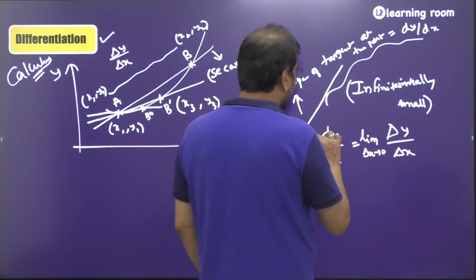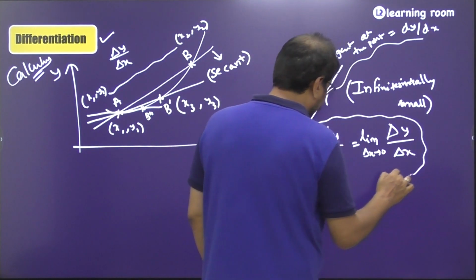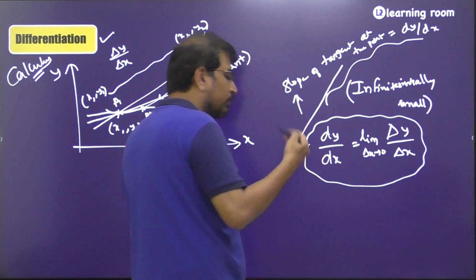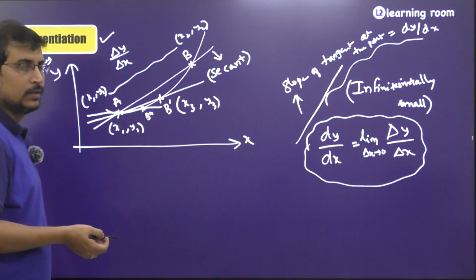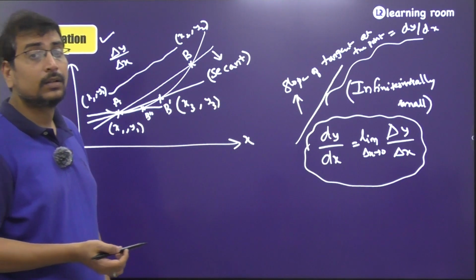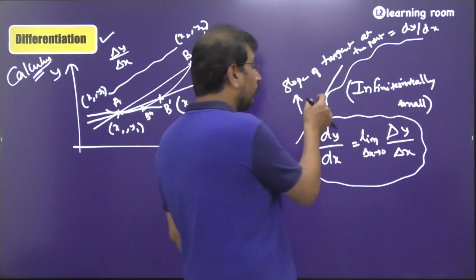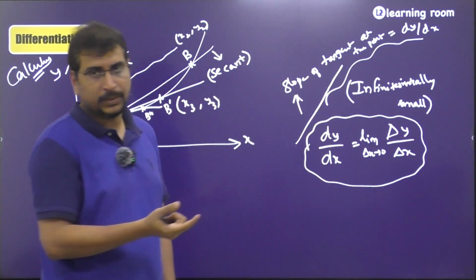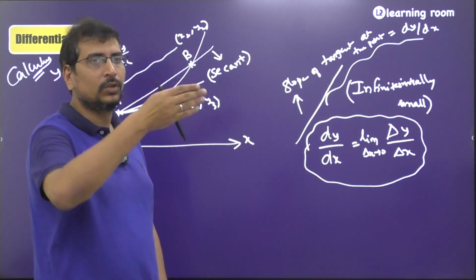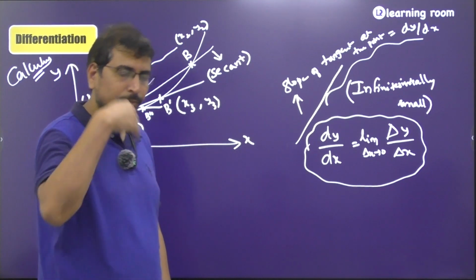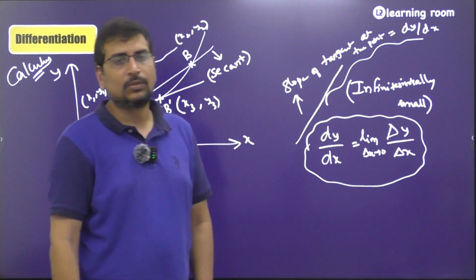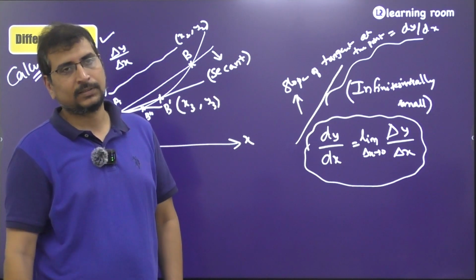But when will you differentiate? I'll come to that. When you don't have a straight line in the first place, you draw a tangent at that point and find the slope of the tangent. That is what is called dy by dx.